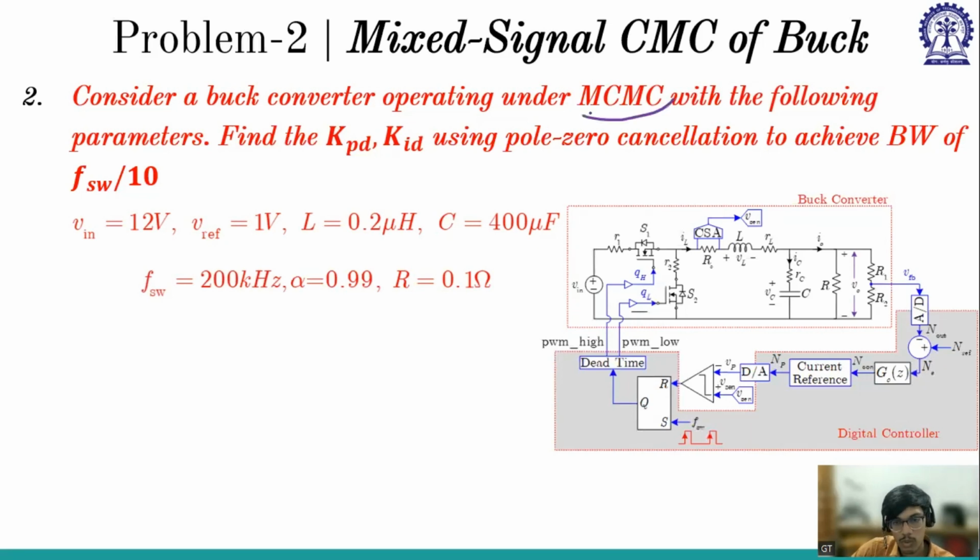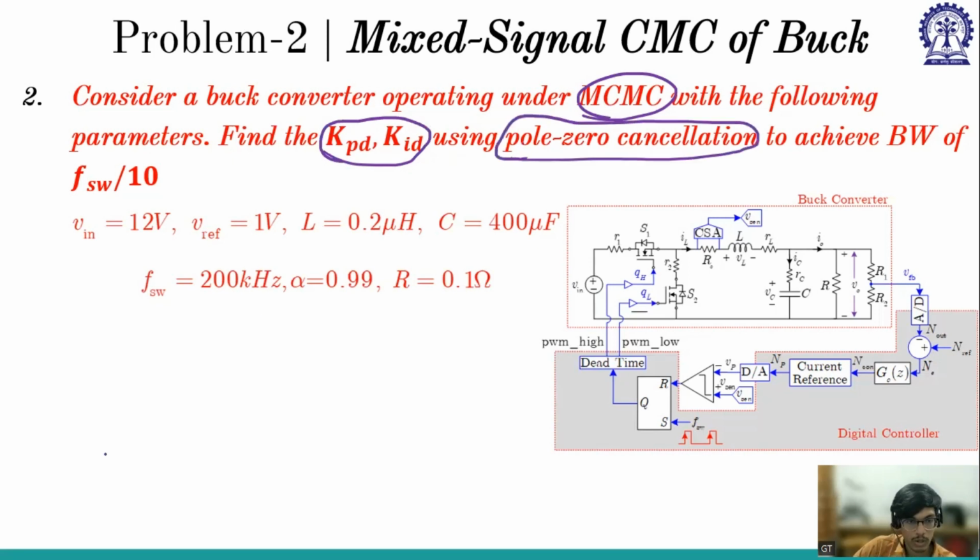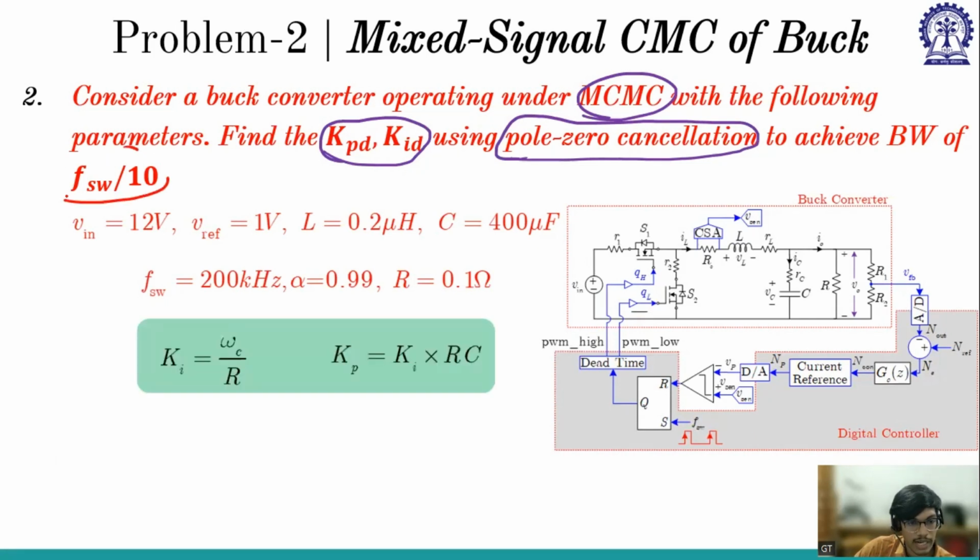So now we'll go into the second question. Again, this is there in slide 17, so you can refer back to slide 17 to get the control details. Now a similar question. For mixed current mode control, I am asking KPD as well as KID using pole zero cancellation. So if we go back to the pole zero cancellation, we'll get the controller details, and I'm saying bandwidth of FSW by 10. We had discussed FSW by 8, but I'm asking for FSW by 10.